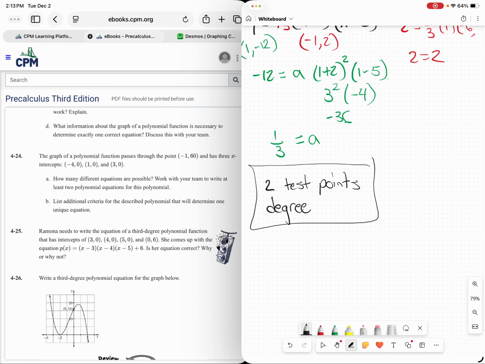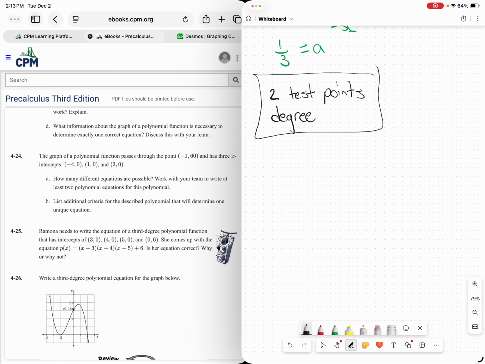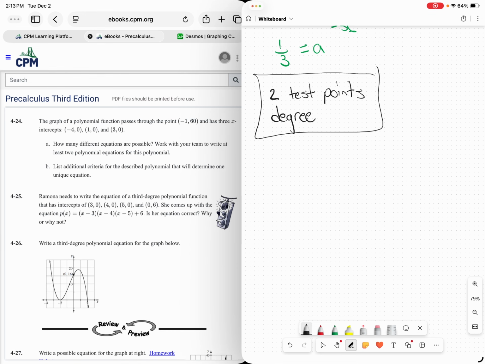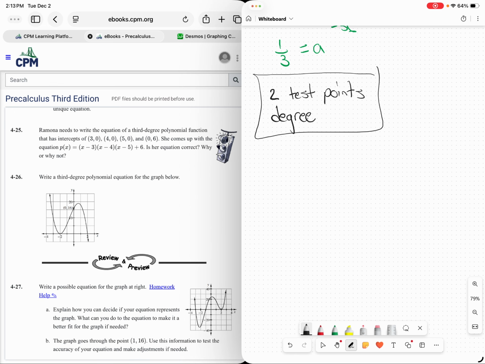All right, so look at 24. The graph of the polynomial function passes through the points (-1, 6, 0) and has 3 x-intercepts. How many different equations are possible? Well, infinitely many, right? Like, all we know is that these are x-intercepts. We don't know that they bounce off. We don't know that they're double, triple roots, right? So we could get a ton of things, right? So then it says list additional criteria, either another test point or the degree, right? So it goes back to that.